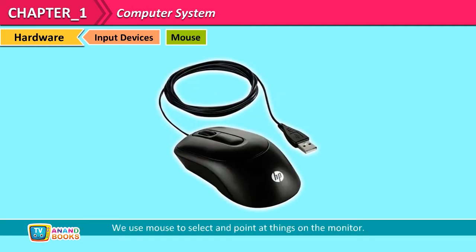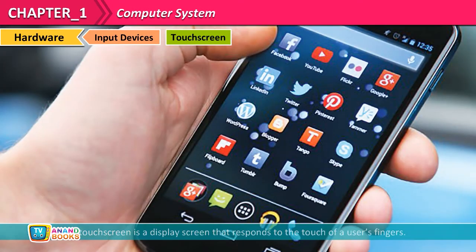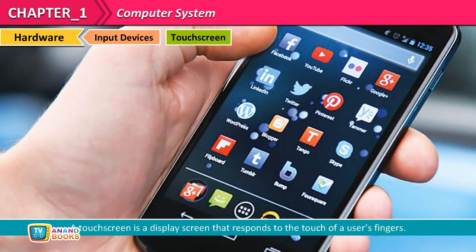Mouse. We use a mouse to select and point at things on the monitor. We also use it to draw pictures. A scroll mouse, which is commonly used, has two buttons and a scroll wheel between them. Touch screen. A touch screen is a display screen that responds to the touch of a user's fingers. Instead of pressing keys, we use our fingers to point directly and work on the items on the screen. Nowadays, most of the tablet computers, mobile phones, and ATMs have a touch screen.